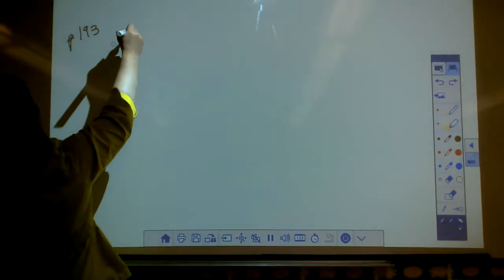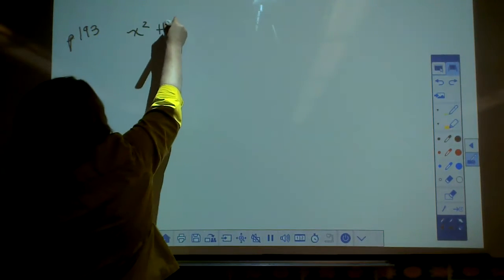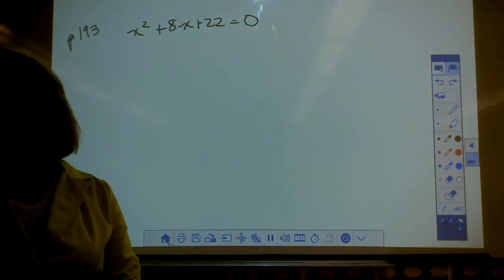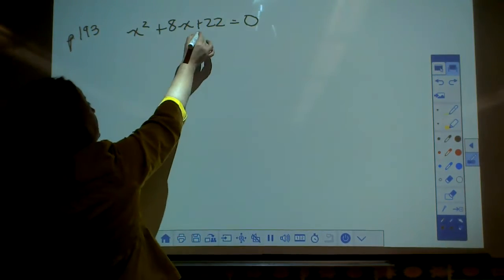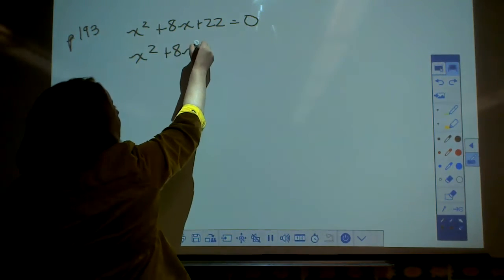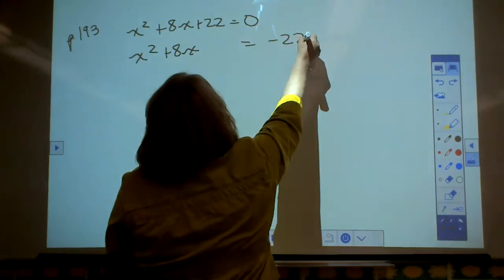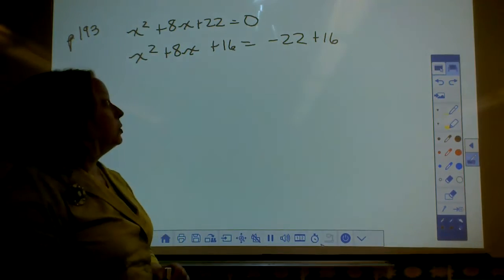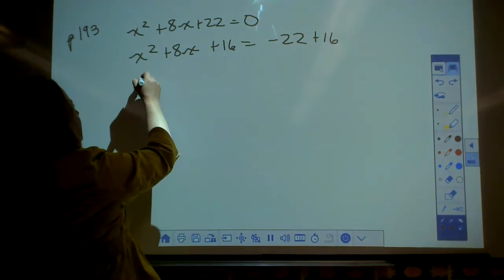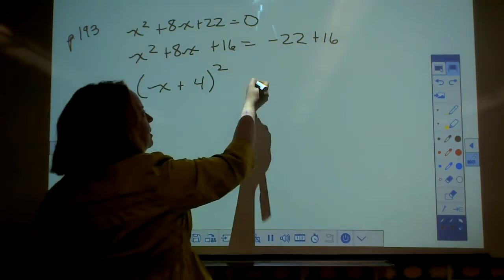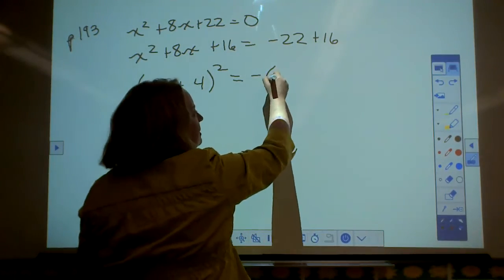So we have x squared plus 8x plus 22 equal to 0. So we're going to go ahead and complete the square on this. Half of 8 is 4. 4 squared is 16. We're going to move the 22 over, and then we're going to add 16 here and 16 there. And so we're just going to combine those, and we're going to factor this. So it'll be (x plus 4) quantity squared equals negative 6.